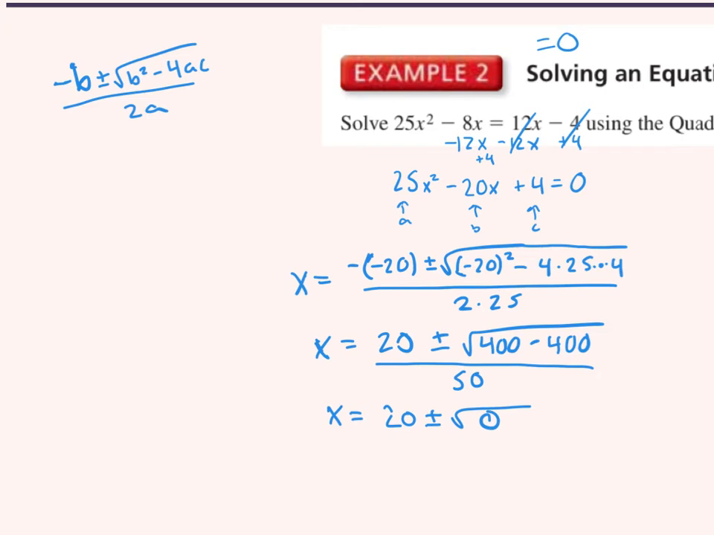So if we have 0 under our square root, we can just get rid of our plus or minus and the square root. Because the square root of 0 is 0, plus or minus 0, we don't need that. So this is 20 over 50, which simplifies to 2 over 5. So here we have one solution, which is just x is equal to 2 over 5.